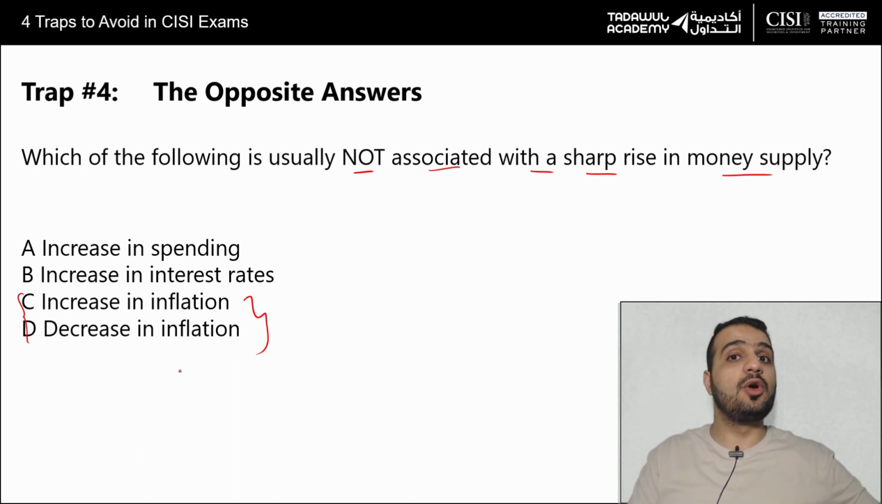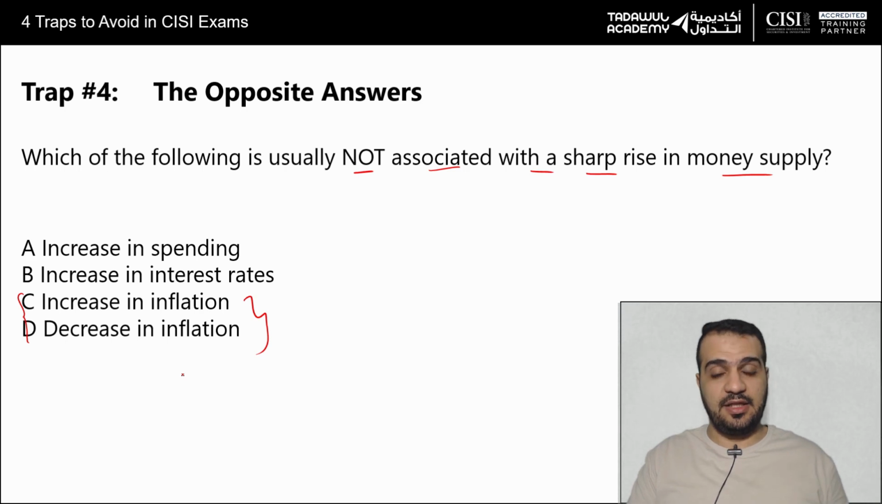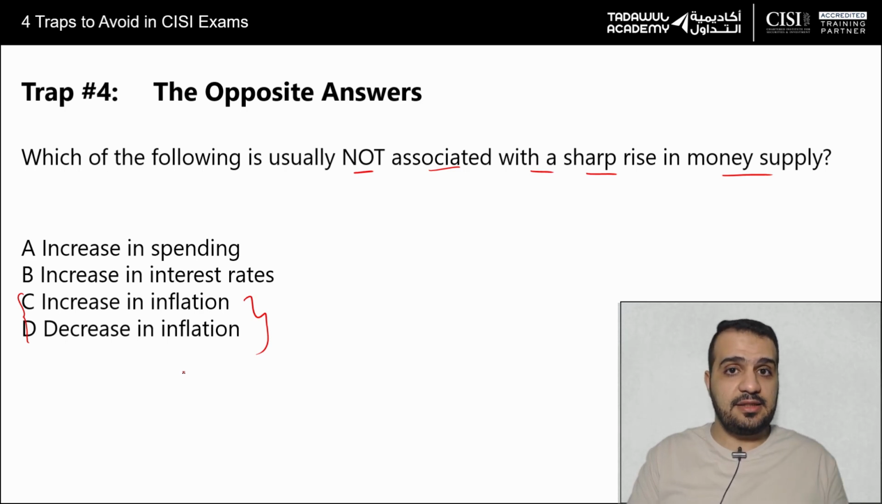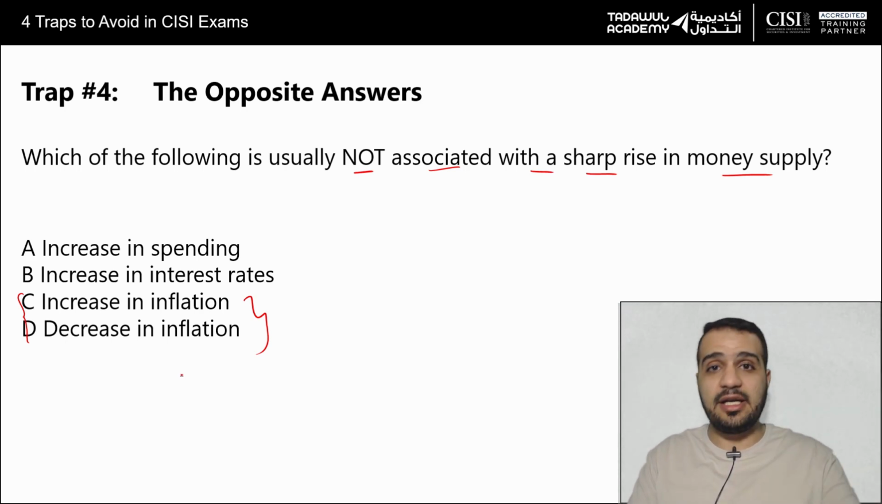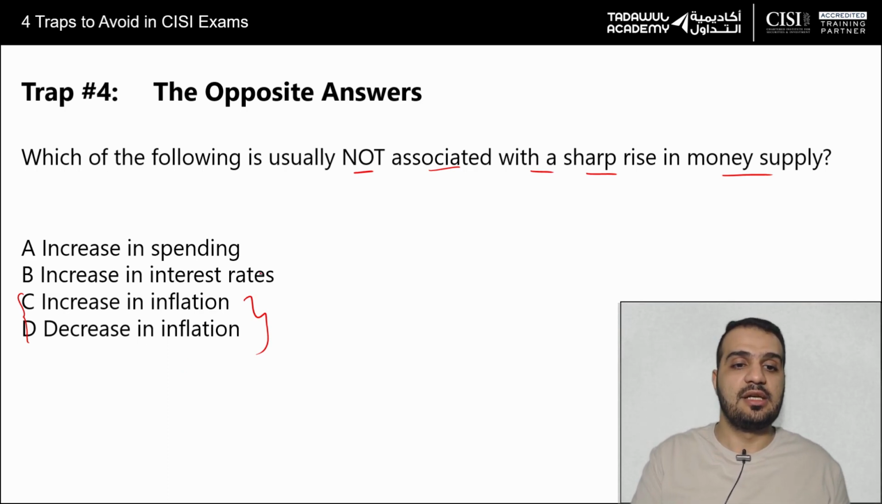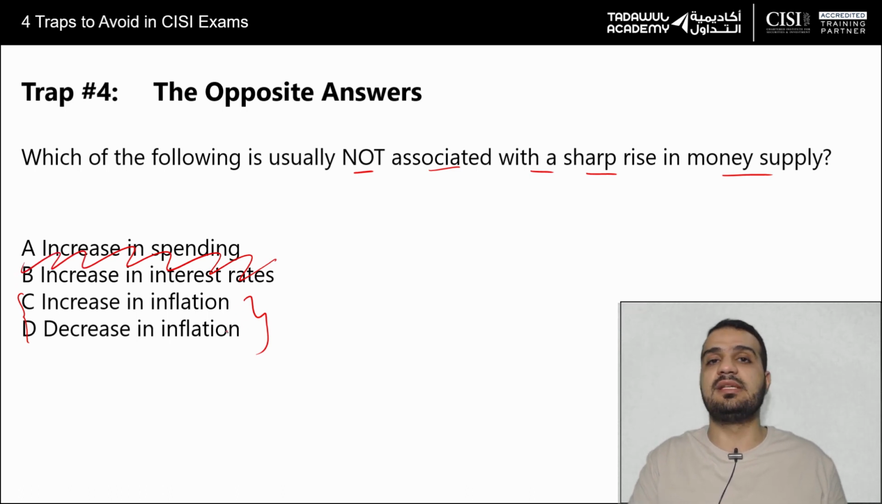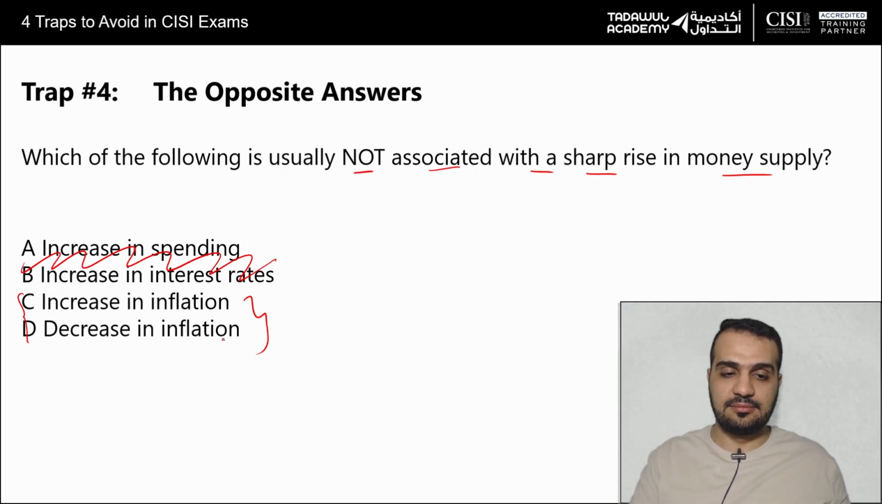Now, this doesn't work all the time, but if you are tight for time and you have no idea what the answer is, you can use this strategy to narrow down your answers. So automatically here we can just remove A and B and then concentrate on C and D, because these are two opposites and it's very likely that one of them is the answer. This makes things a lot easier for you. So which of the following is not associated with a sharp rise in money supply?